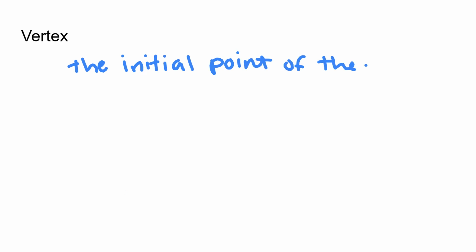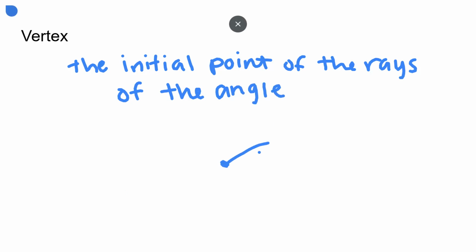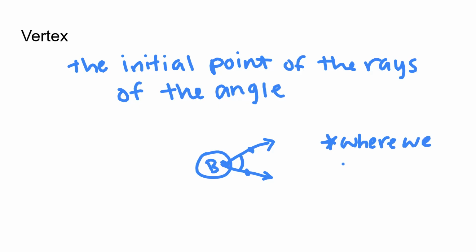And lastly, I have the vertex, which is the initial point of the rays of the angle. So the vertex is where those two rays are coming from. In this case, it would be B. B is our vertex. It's where those two come together, and it's where we measure angles. So when we're measuring angles, we're measuring the distance between the sides at the vertex.